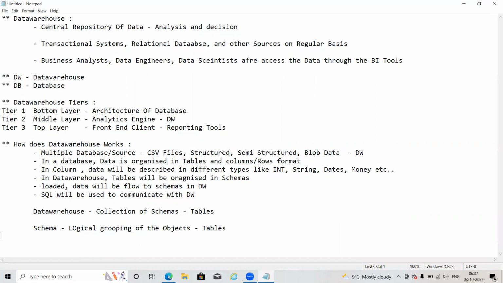Sir, which types of data does Snowflake support, like structured, semi-structured, unstructured? Yeah, Snowflake supports structured and semi-structured. Both the things we can load.